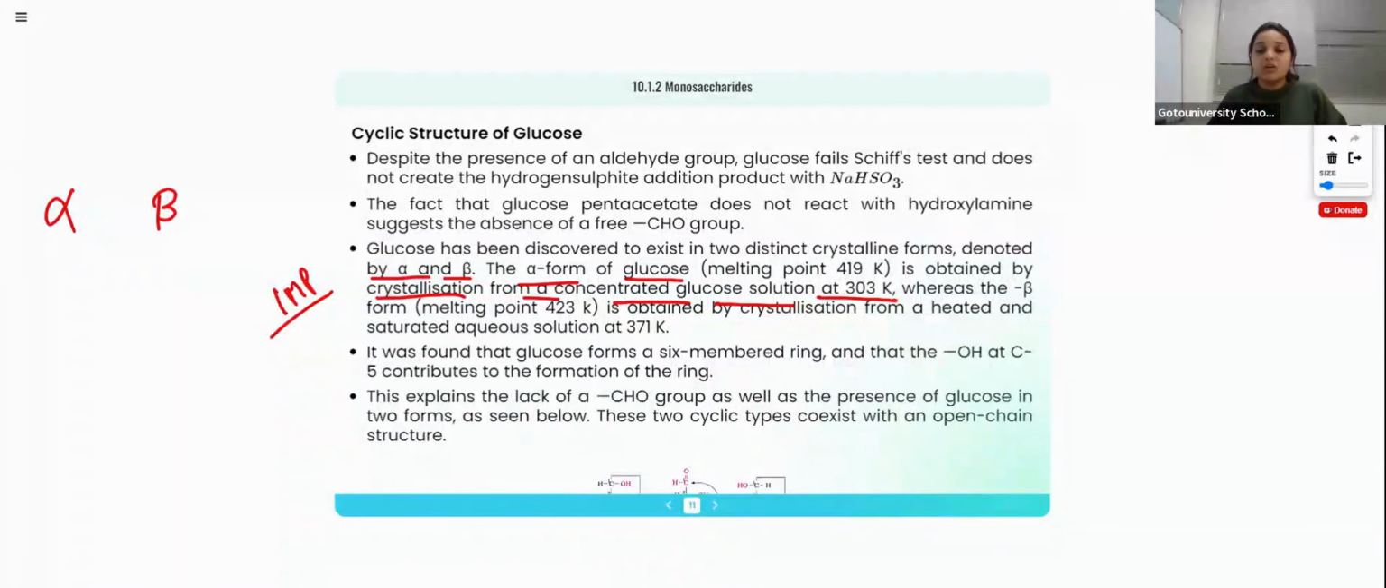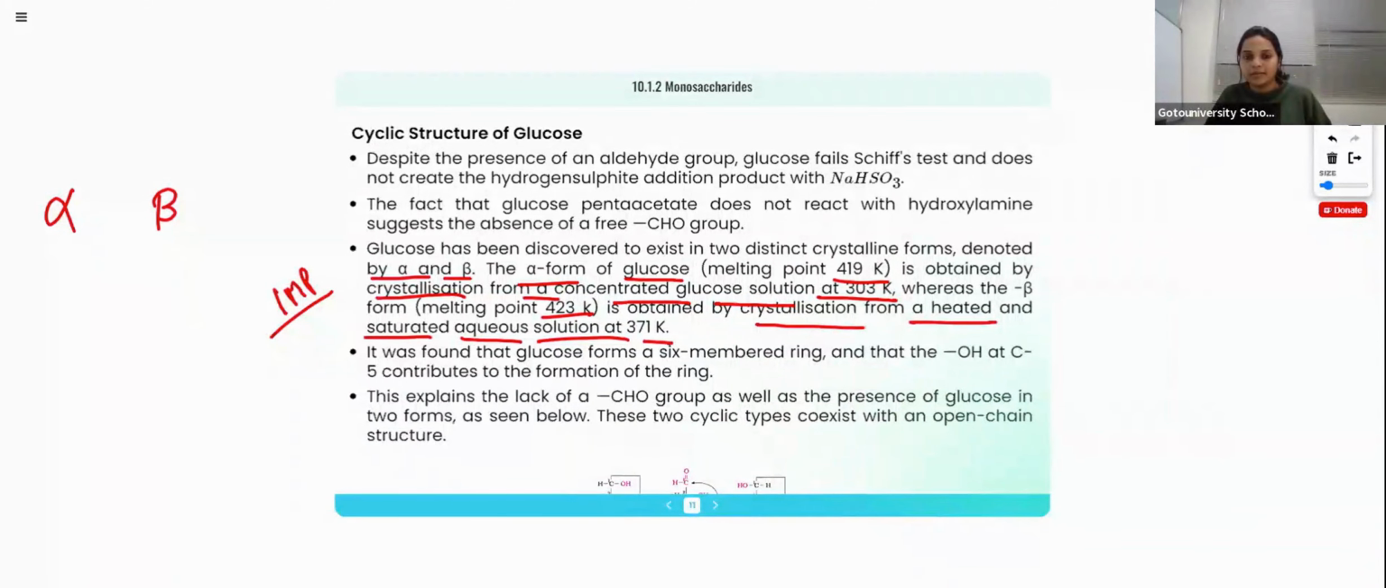Why are these alpha and beta forms different? They mainly differ in their melting point. The alpha form has 413, 419 and the beta form has 423. Okay, then how is the beta form obtained? It is obtained by crystallization from a heated and saturated aqueous solution at 371 Kelvin. Understood the method of preparation? Alpha and beta forms are the two important forms of glucose. We get these two forms under different conditions by different methods of preparation.